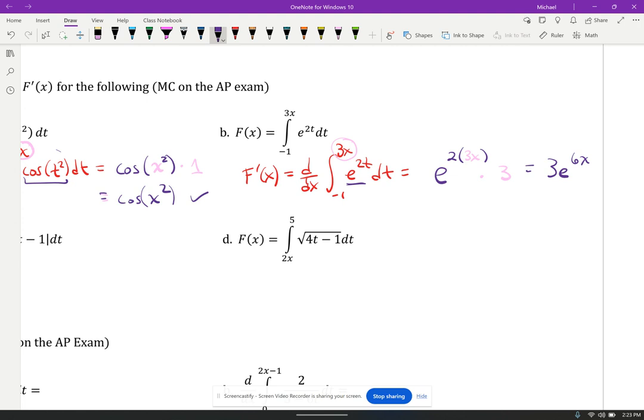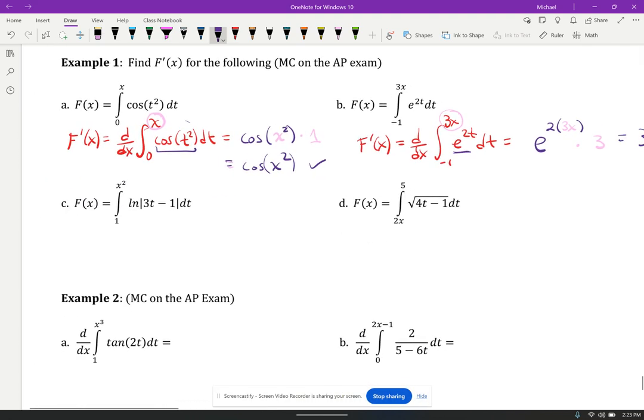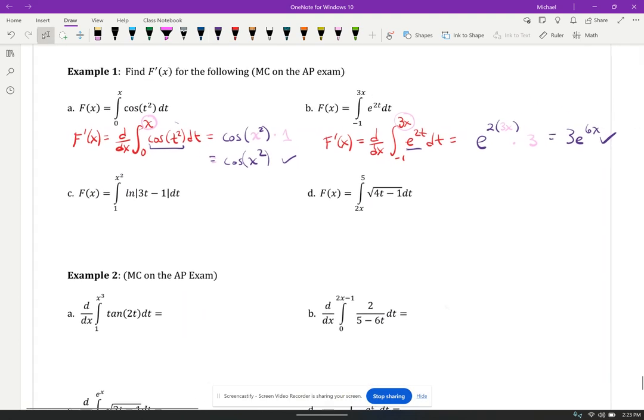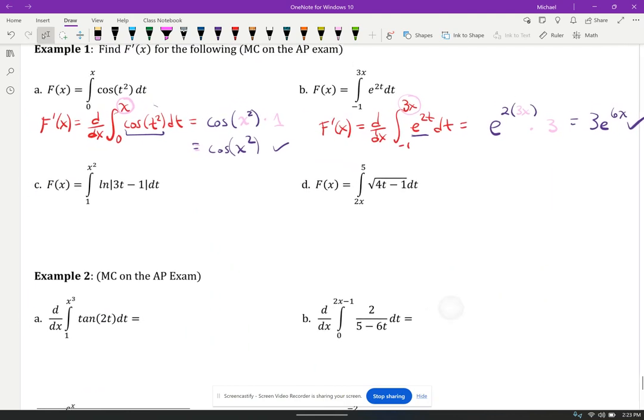Not 3 to e, not 3e to the 6x plus c, because we're not taking an antiderivative. We're taking a derivative, so we're done. That's it. Is it really that easy? Yes, it really is. I'm going to show you the whole screen here.